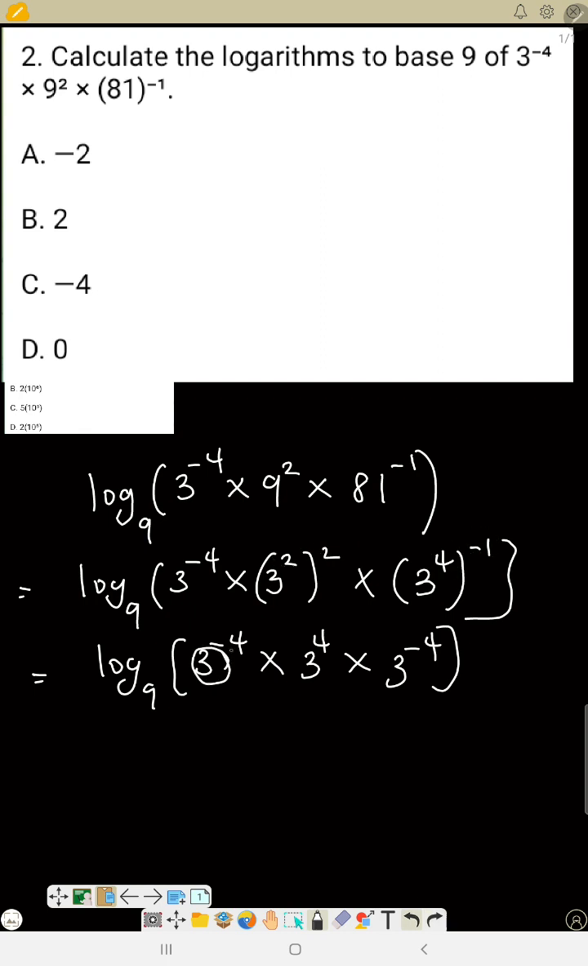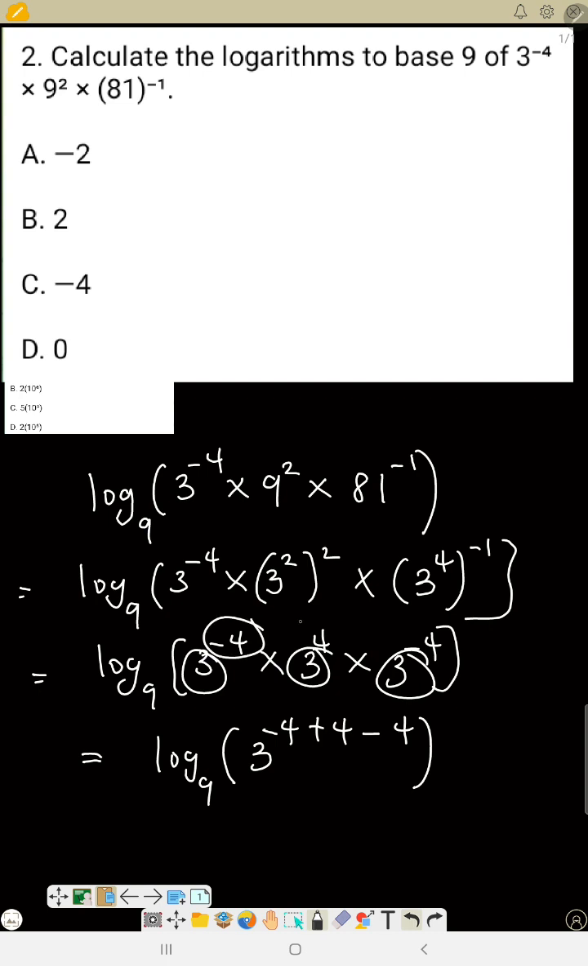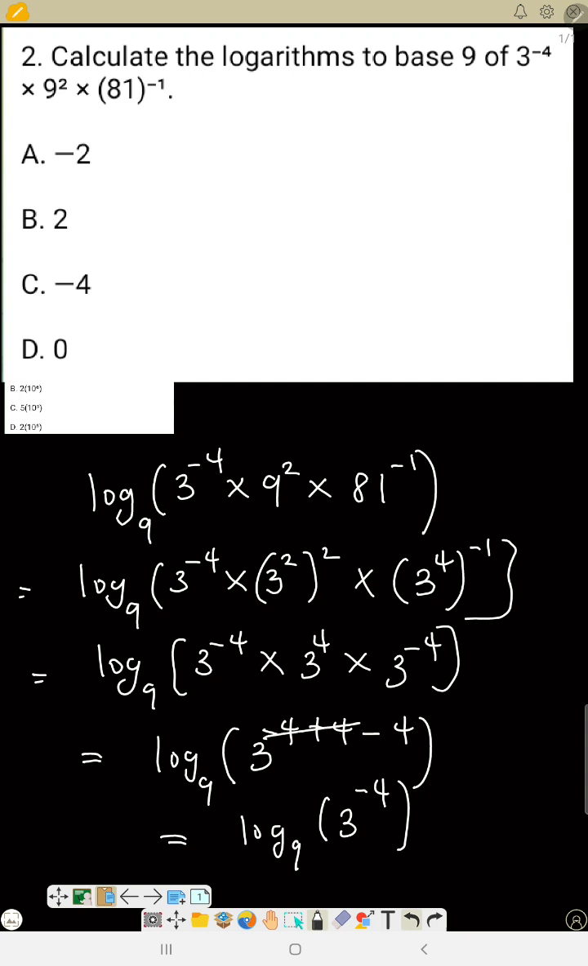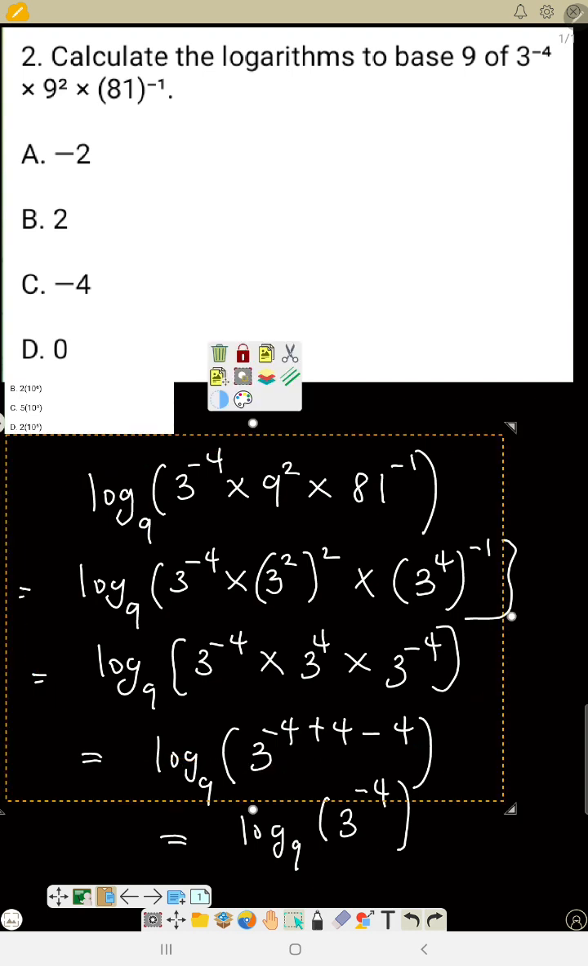Now the bases are equal. By the law of indices, you take 1 base out, then add all the powers. So this will be 3 raised to power minus 4 plus 4 minus 4. So this becomes log to base 9 of 3 raised to power minus 4 plus 4, which is 0, so it remains minus 4. So I have log to base 9 of 3^(-4).